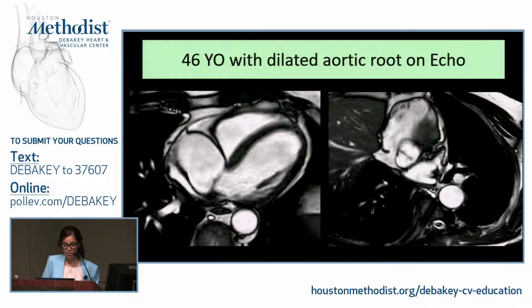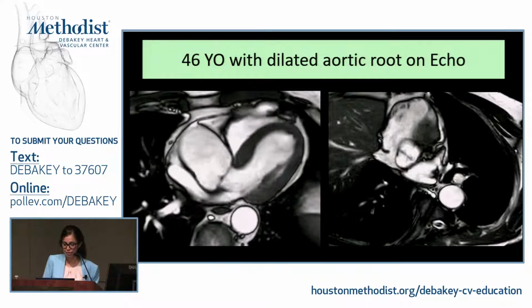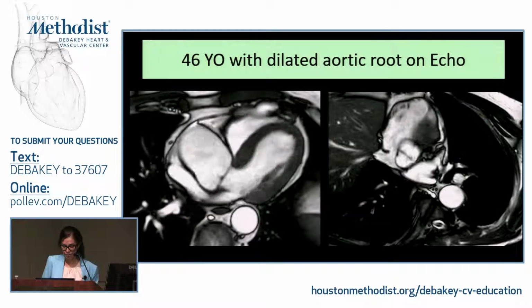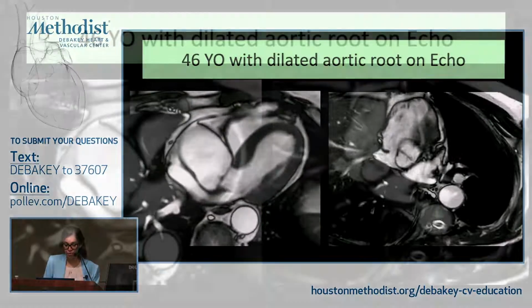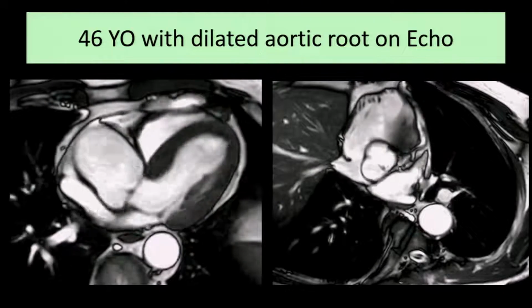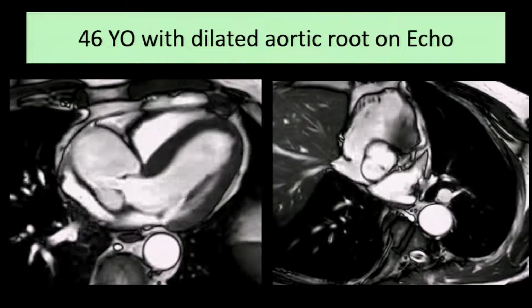So let's get started. This is a 46-year-old with a dilated aortic root on echo, and this prompted further investigation. Hard echo windows, so they couldn't characterize the aortic valve very well, unfortunately. But here in this first image, you can tell that the aortic valve is doming, the aortic root and the ascending aorta probably are dilated, and then you quickly confirm that this is a bicuspid aortic valve.